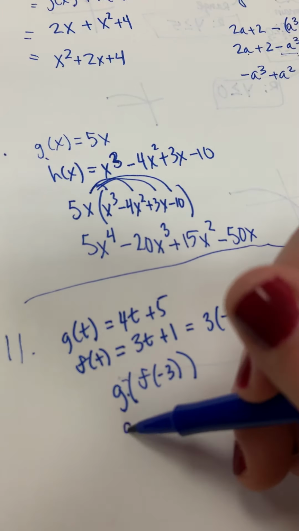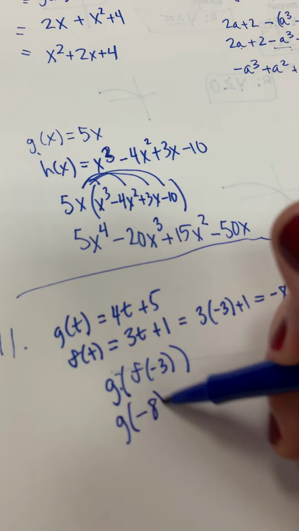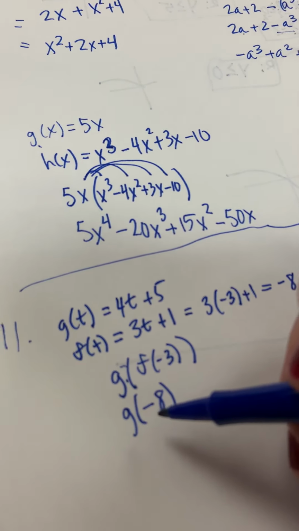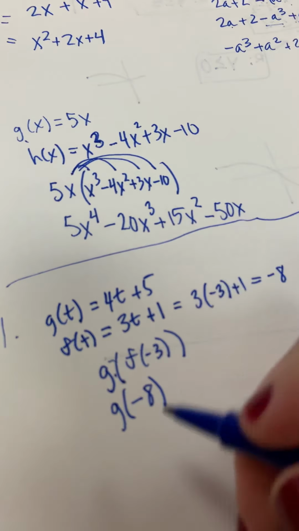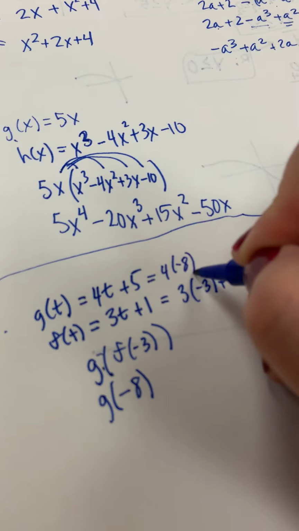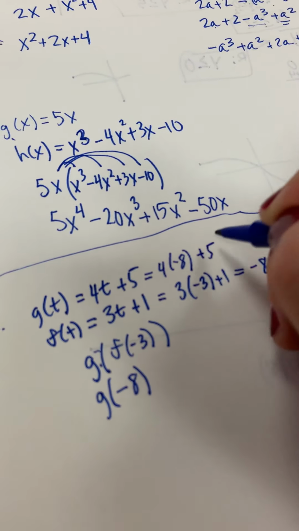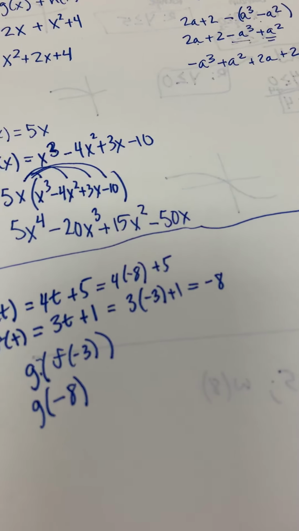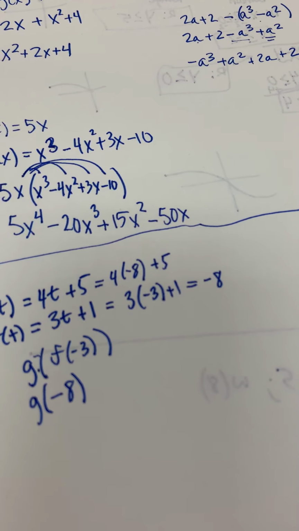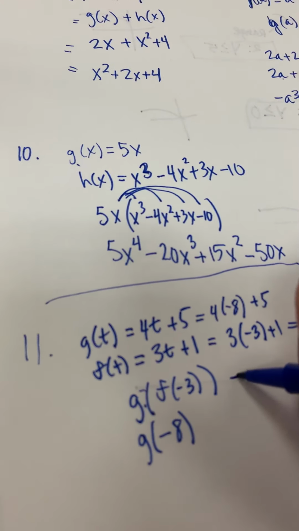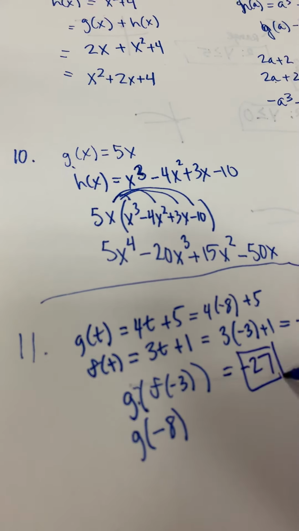Then they say take the g function and substitute, or plug in, -8 for t. So let's just do this up here. 4 times -8 plus 5. So I have -32 plus 5, and that would equal -27. So my end answer is -27.